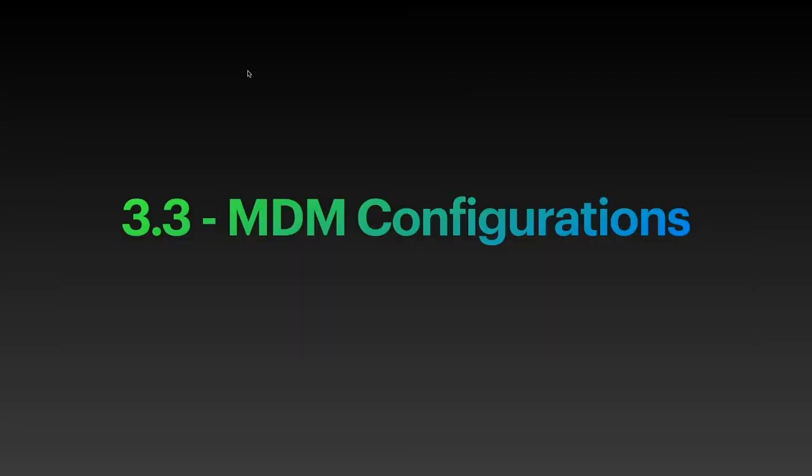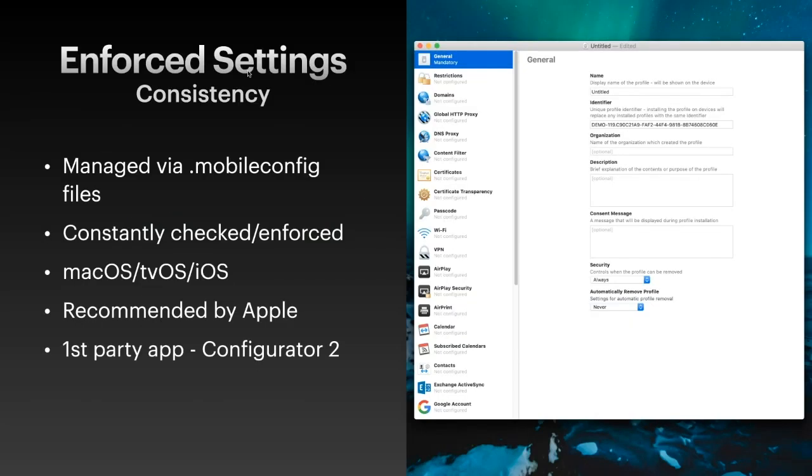Now, MDM configurations, this is the way that Apple really is trying to push for all of us to deploy settings across Macs going forward. The nice thing about them is that they are incredibly consistent. When you're building an MDM configuration, that's going to be pumped out as a .mobileconfig file that you can then deploy to your fleets.